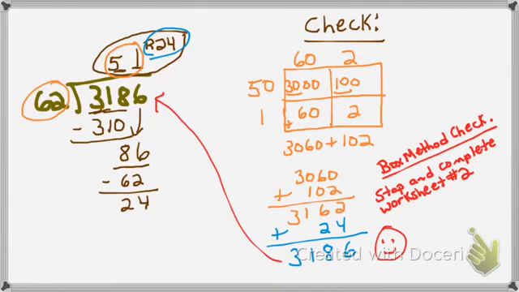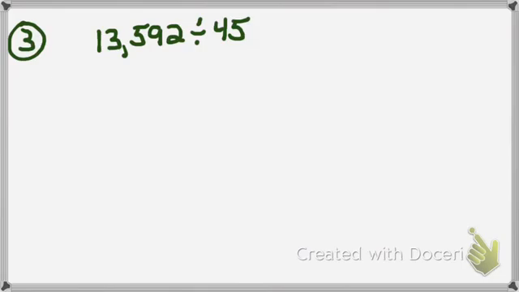If you're a box method checker, please stop the video and complete worksheet number 2 right now. And our final example is an important one because there's going to be some tricky part to this, and I do want you to see how to do it. It's example number 3. I have 13,592 divided by 45. First, I'm going to write this in the division box without commas.